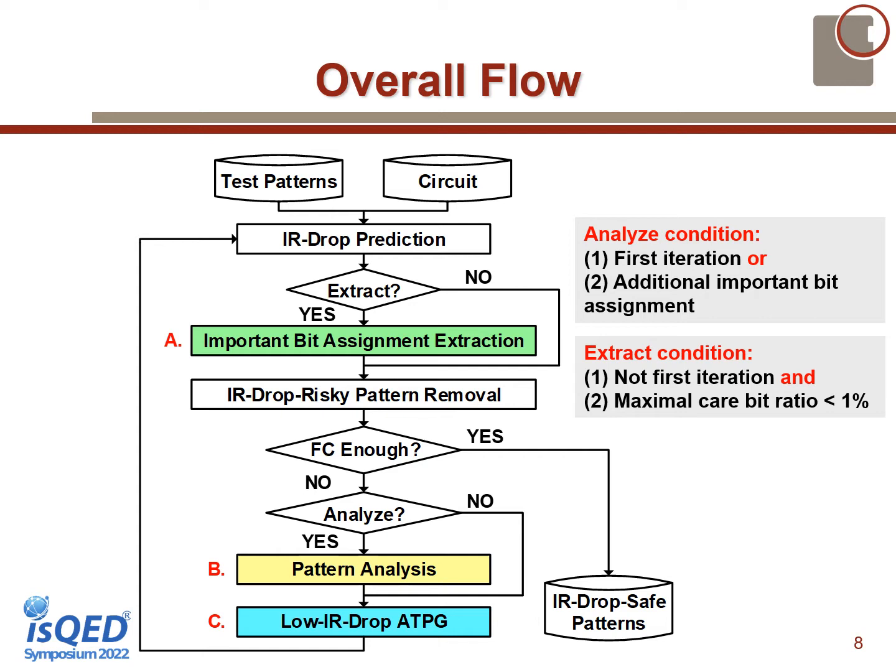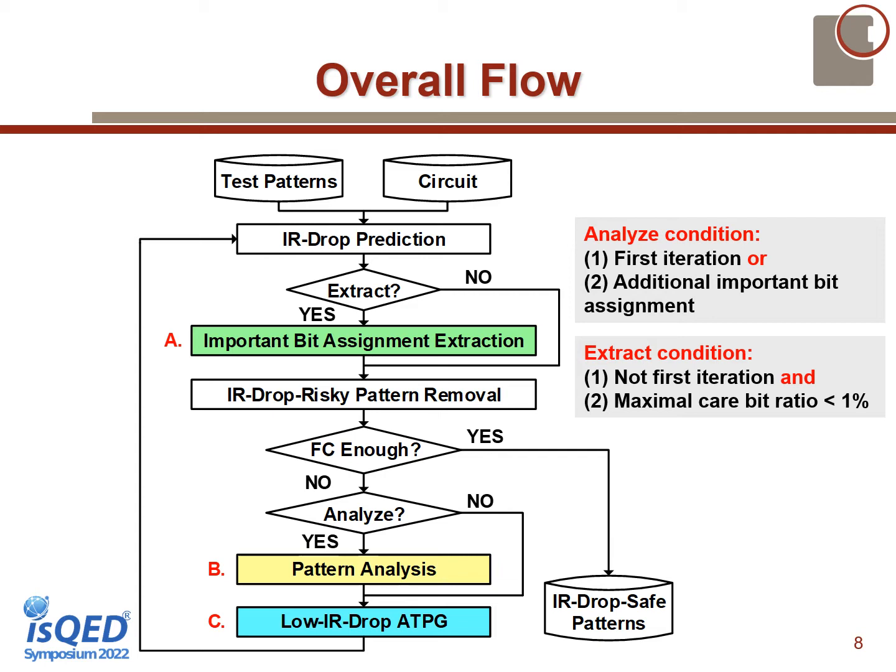First, we obtain the IR drop of each cell of a test pattern by the machine learning-based predictor. It is pre-trained. After getting the predicted IR drop, we remove IR risky patterns, that is, patterns with predicted IR drop violation. But before this operation, if we are not in the first iteration and the maximum care bit ratio of regenerated test patterns is extremely low, we perform important bit assignment extraction, or IBA extraction. I'll explain this later. After that, we call these test patterns IR drop safe patterns.